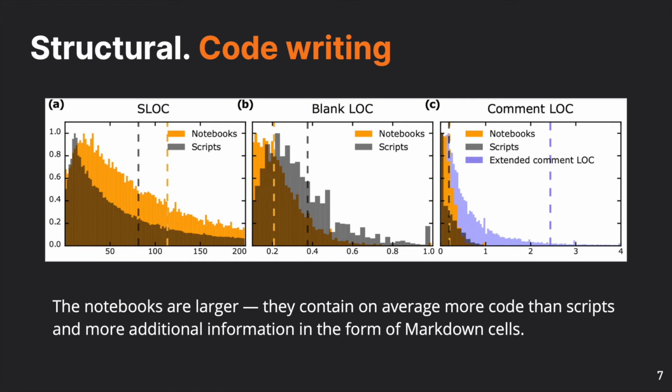Now, for the results of the analysis. The first group of structural metrics is code writing metrics. These metrics show that notebooks are larger. They contain on average more code than scripts and more additional information in the form of markdown cells. This leads us to the conclusion that tools aimed at keeping the code clean and organized are even more crucial for notebooks. With the increase of the source file size, the probability of an error is also increasing.